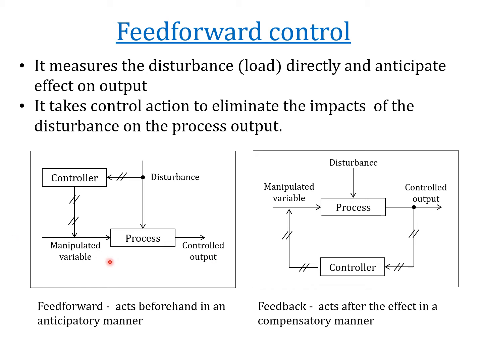While the feedback that we've studied before, there's a disturbance, it will measure the disturbance, goes to the controller and act on the manipulated variable. But the effect of the disturbance has already been felt by the system, and it has to measure it and then only take effect. So this is a different effect. Feedback acts after the effect in a compensatory manner, and this is in an anticipatory manner.